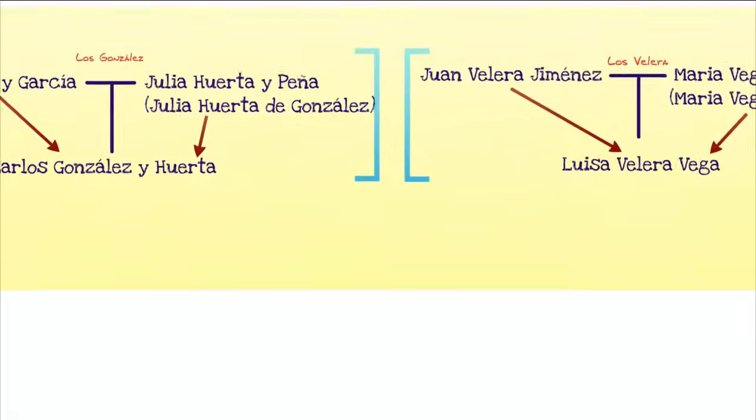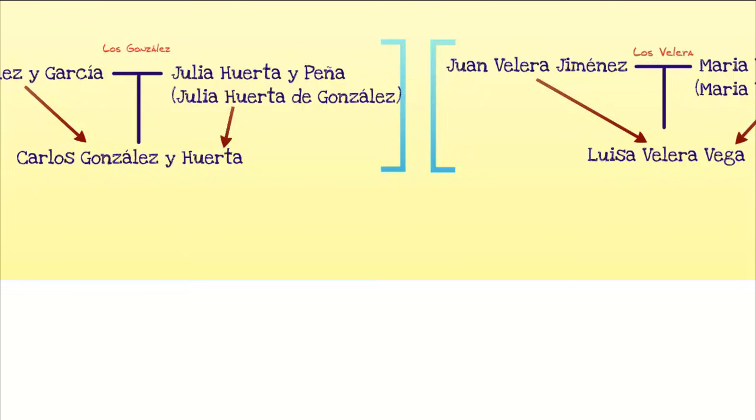And one day, the son, Carlos, is in the Zócalo, just like his dad was 30 years ago, and Carlos sees Luisa, and it is amor a primera vista. He is flechado. He has been arrowed. He is love-struck, and he proposes right then and there. And they get married. But Luisa's a little more modern, and she doesn't want to be Luisa Velera de Gonzalez, and so she keeps her name just how it is.